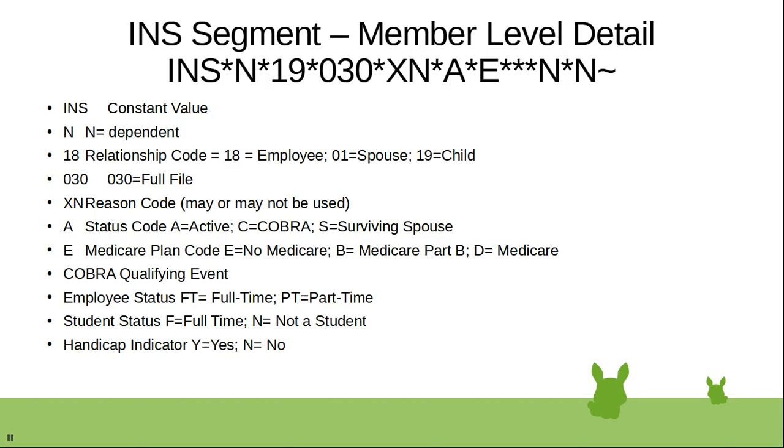INS information, segment member level detail: you are able to see the relationship code as well, and status code like active or Cobra employer. Okay, medical plan codes like Medicare, Medicare part, and Medicare not, for D, and Cobra qualifying event as well. Employee status full time, part time, student status: F for full time, and N for not a student. Handicap indicator yes or no.